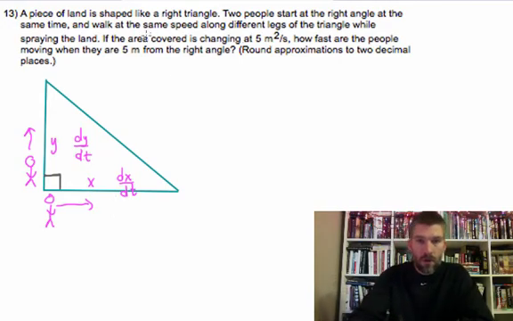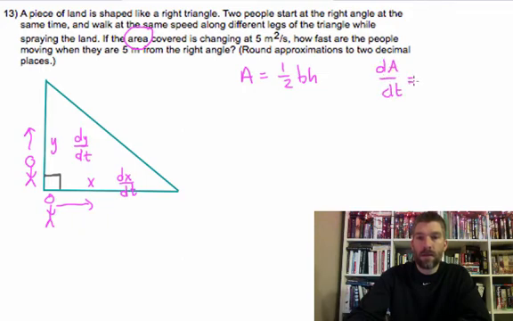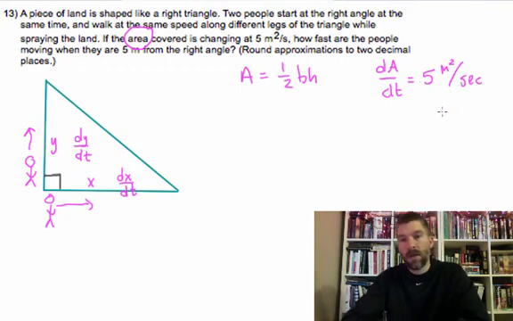Now, here's our clue. Area. Now, how do you find the area of a triangle? Well, the area is 1/2 the base times the height. And we know that dA dt is equal to 5 meters squared per second. Okay? So now we have to figure out how all this goes together.